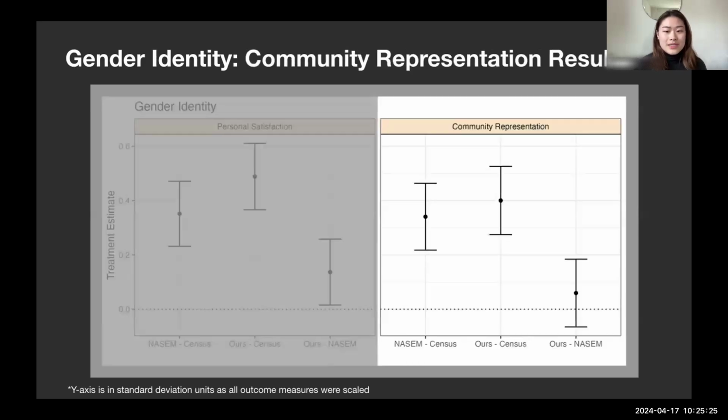For community representation, we had NASEM and our questions doing much better than the census questions, but no statistically significant difference for ours compared to NASEM.